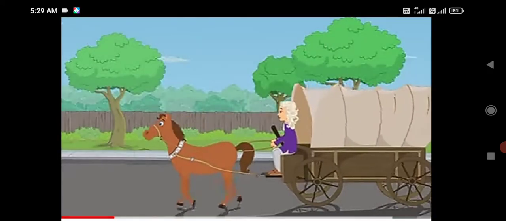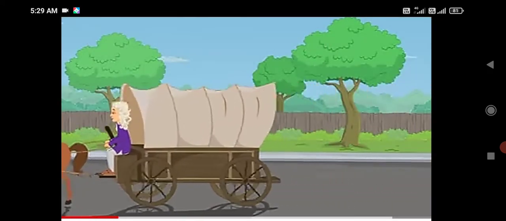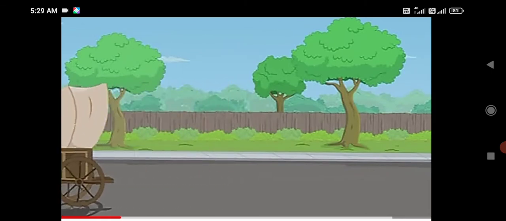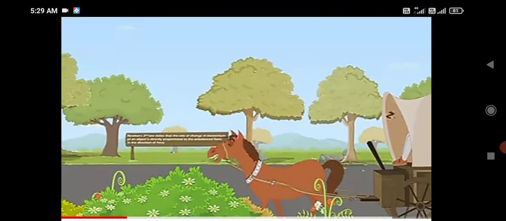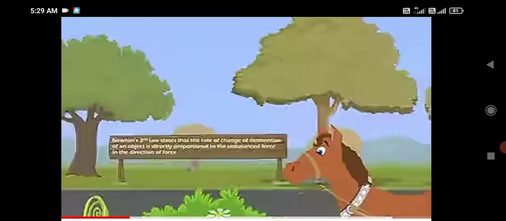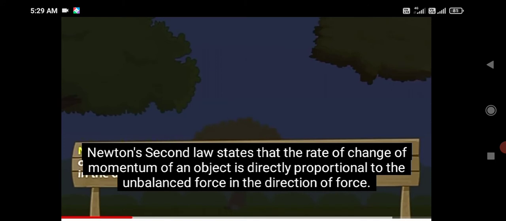Next, Newton's second law is also represented in terms of another definition. What definition? The rate of change of momentum is directly proportional to the unbalanced force in the direction of force. Suppose a horse is riding here. After a while, the horse just grazes the grass. So some change in momentum takes place. Initial velocity u, final velocity v. mv is the final momentum, mu is the initial momentum, time t is taken. So the change in momentum is mv minus mu.